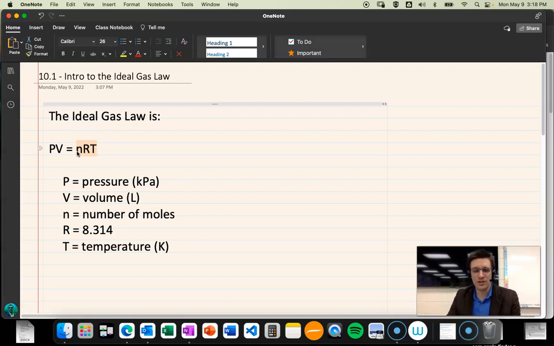What does all this mean? Well, P is pressure, okay, and so you take the pressure times the volume. And we've discovered that if you do that, it will always equal the number of moles of gas times this R, which is a constant, 8.314, and then you multiply that by the temperature. And if you measure these things about a gas, then both sides of this equation will always end up being equal. Now, not every gas in real life behaves ideally, but most gases do, right?